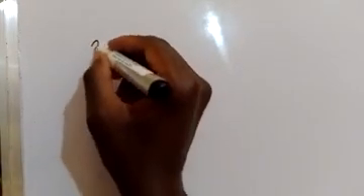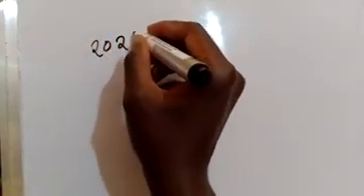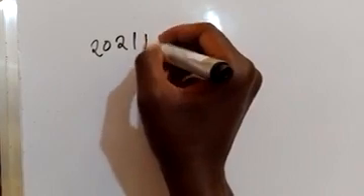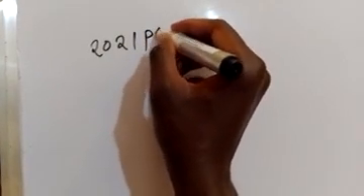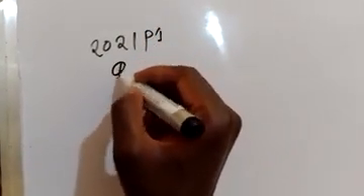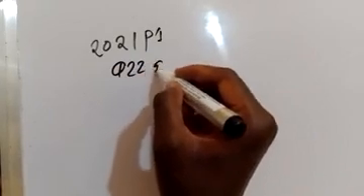Hello everyone, today we are going to look at question number 22 from our 2021 Paper 1 Mathematics, of course ECZ. So we are going to start with part A of question number 22.